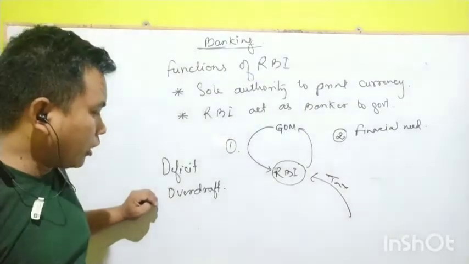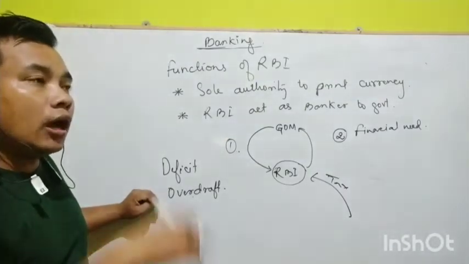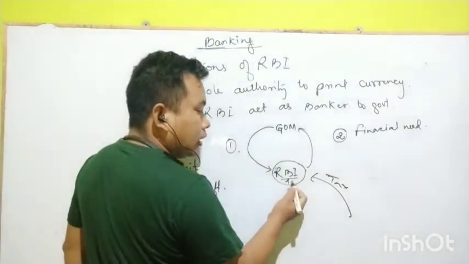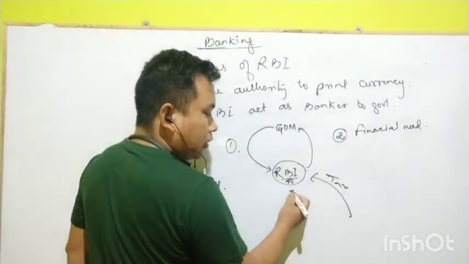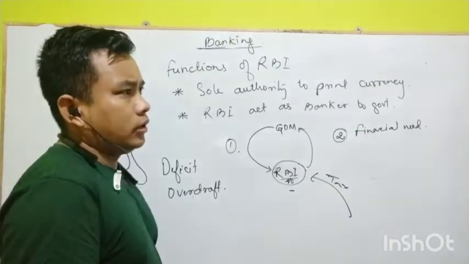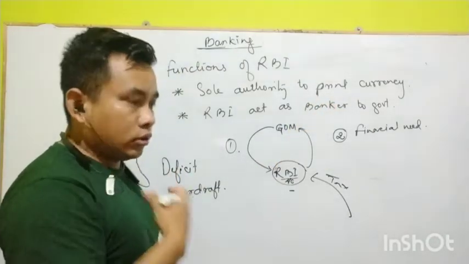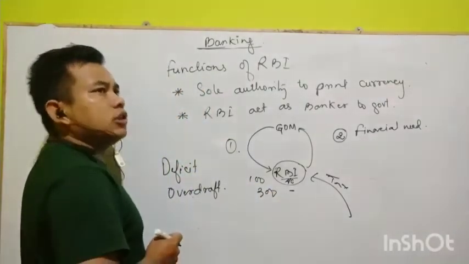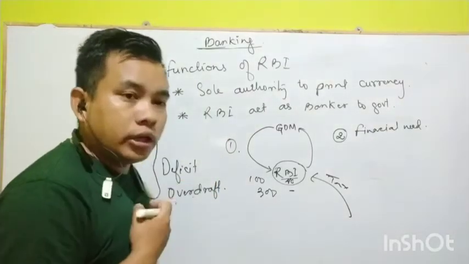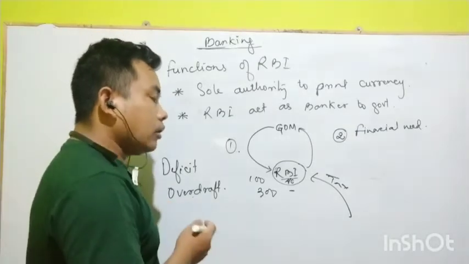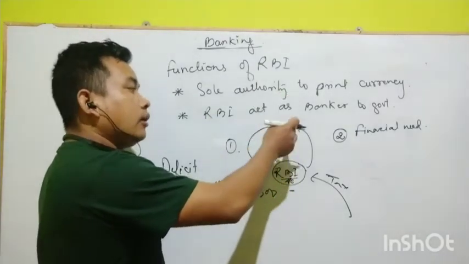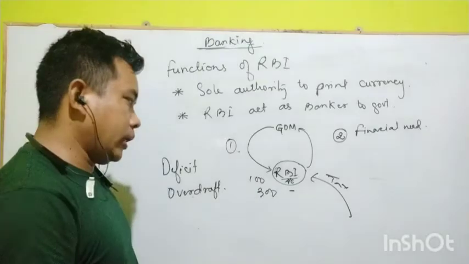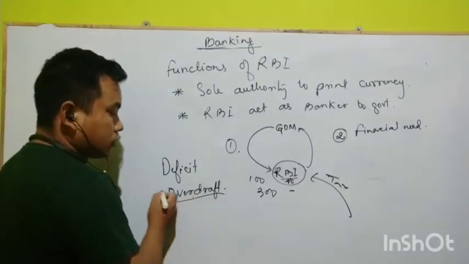Temporarily, the government's account goes into the minus. The government of Manipur has an account with RBI, and sometimes the account goes into the minus. Normally, for common people this is not allowed. But this is allowed by the RBI: the government of Manipur can withdraw more money than they have. That temporary situation is known as overdraft.